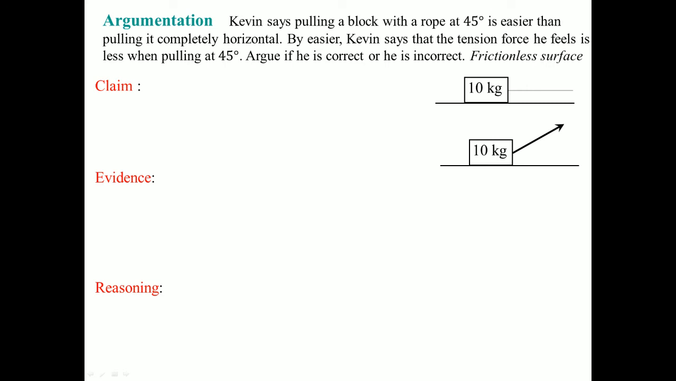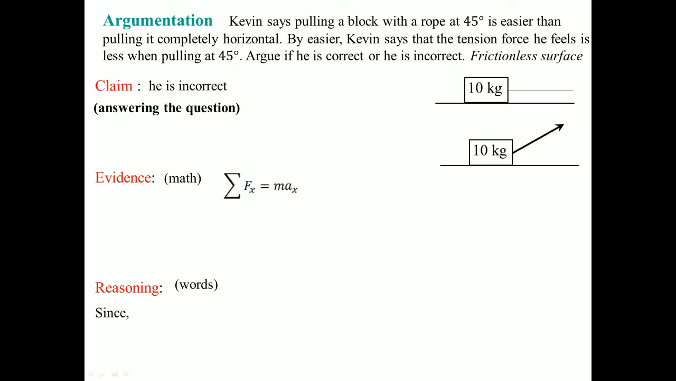Your claim is your answer, just you answering the question. Evidence is the math part. The reason is your words. Try this. So I would say first, my claim is he is correct. My math is going to be me setting up Newton's second law. So summation of the forces in the x direction equals mass times acceleration. The question looks for tension, so I'm going to solve for T. Divide by cosine theta, so I get to solve for T.